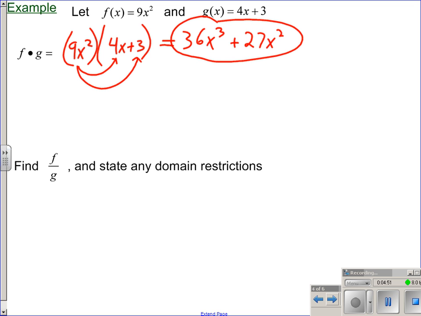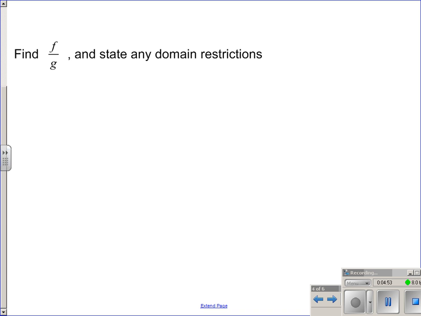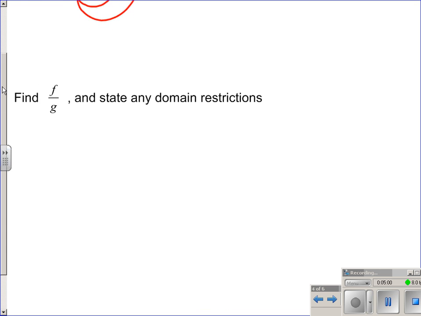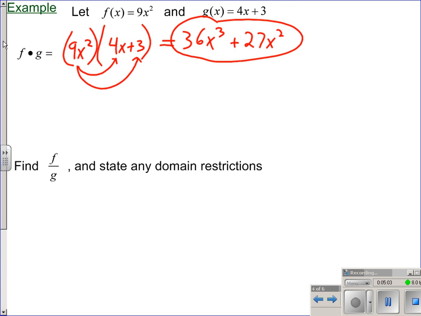Okay, for the division, it's not really complicated, but there is a little bit more to it. I went too far with this. I need to see the original functions. So for f over g, we take our function f, 9x squared, and we divide it by function g, 4x plus 3. Okay, that's our function.